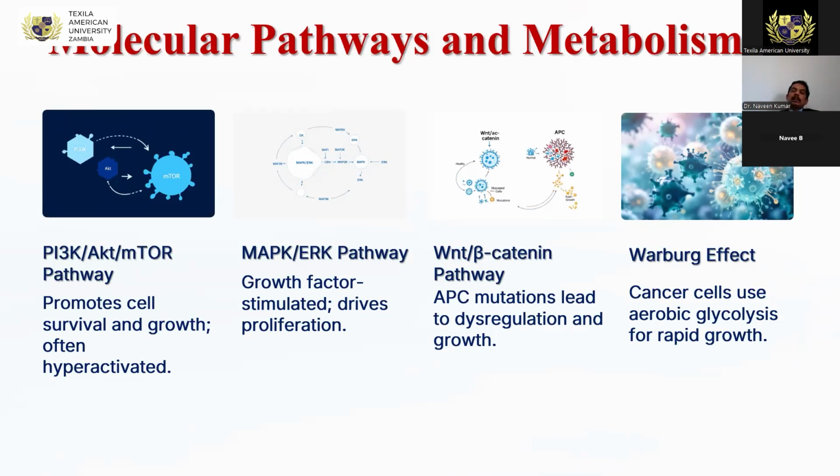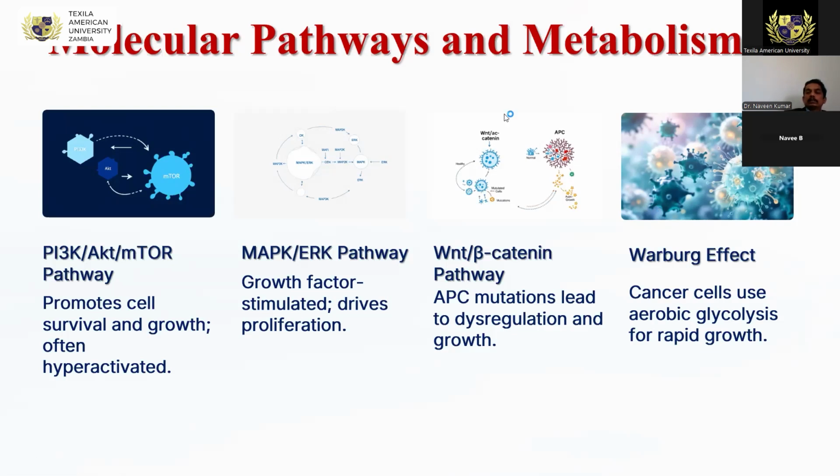But in cancer cells, what happens? The cancer cells use aerobic glycolysis for rapid growth, and they need energy for their survival. From pyruvate, they produce lactate. If you observe this way, mostly the lactate levels are higher in cancer cells. That's why, to understand this, it was first identified by Warburg, right?